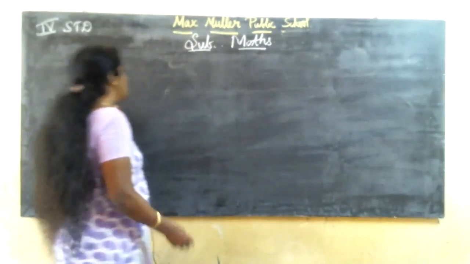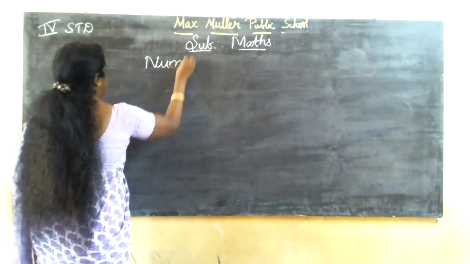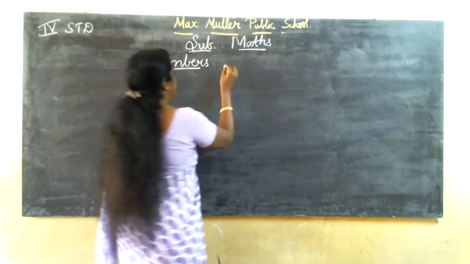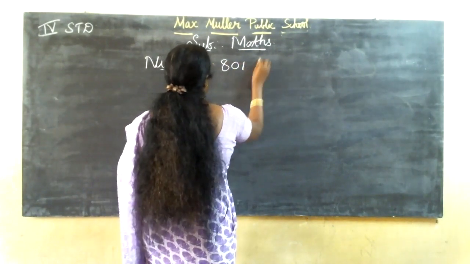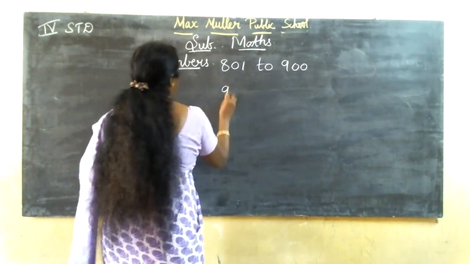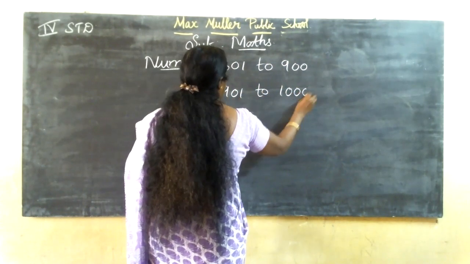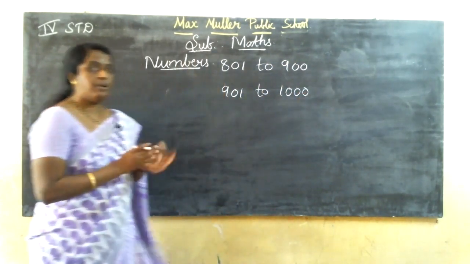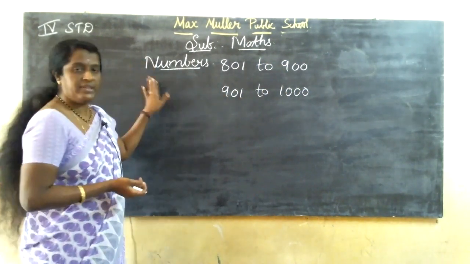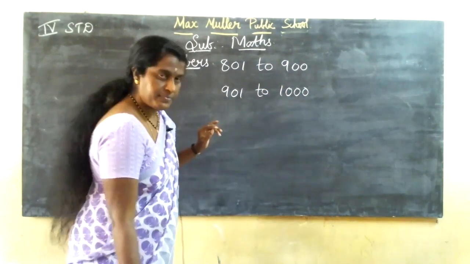So last class, numbers I have given up to 800. Today I'll give it as homework. Okay, children, numbers you should write from 801 to 900. Okay, so one more, 901 to 1000. You complete this and I will start addition. I have completed addition, I'll start subtraction. Okay, children, so copy this and complete your homework. Write neatly.